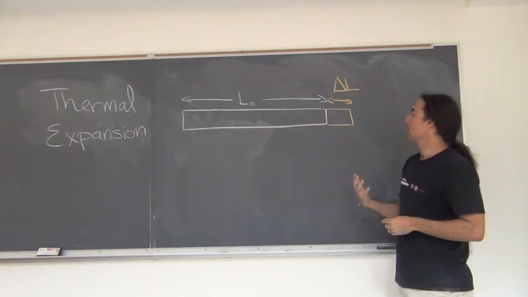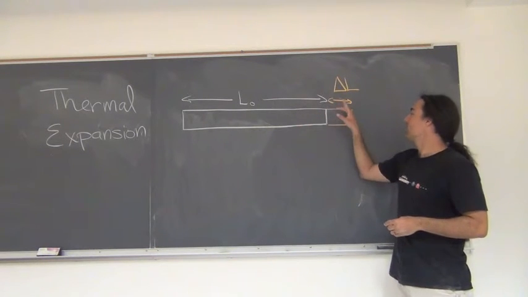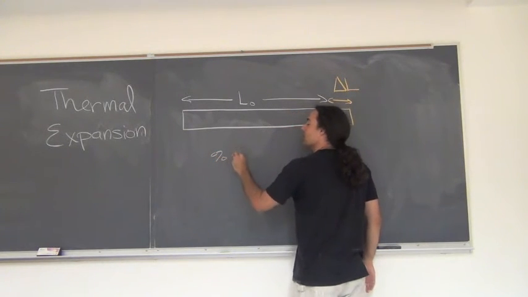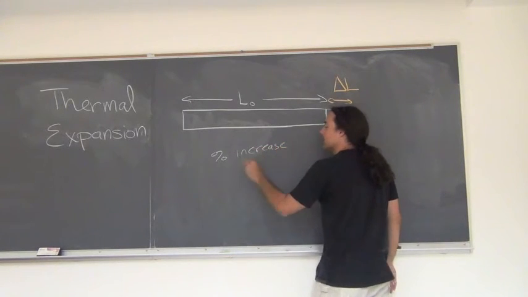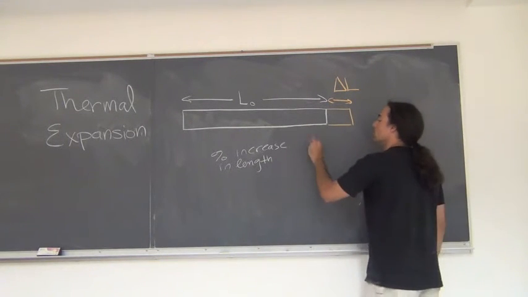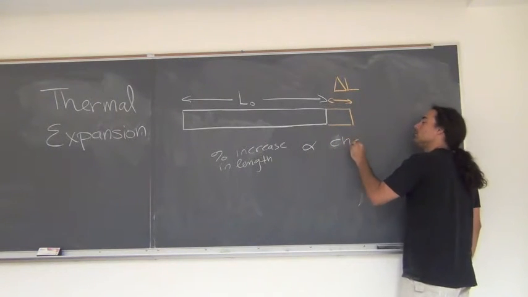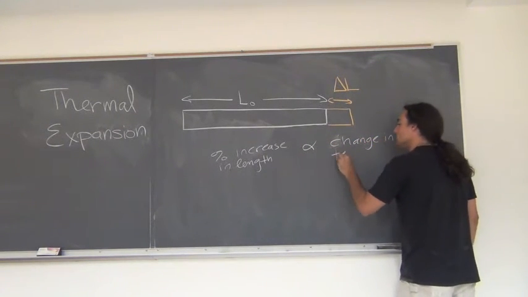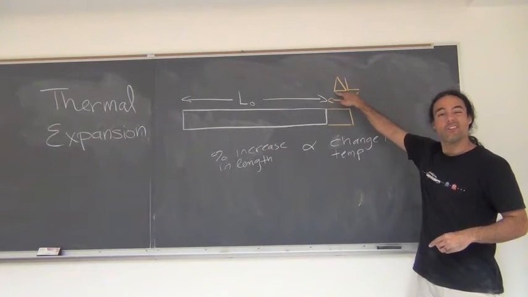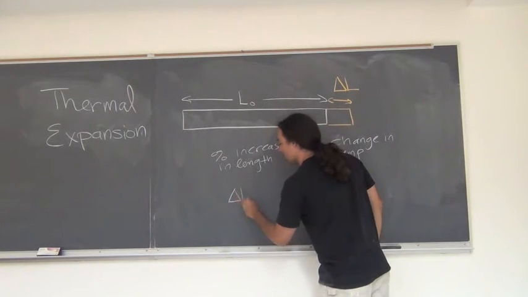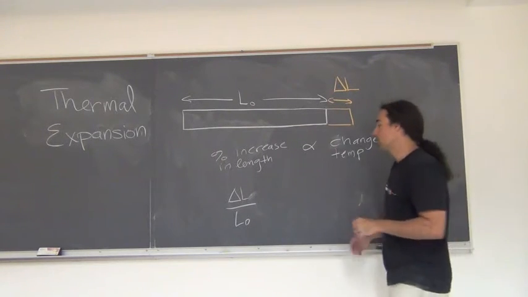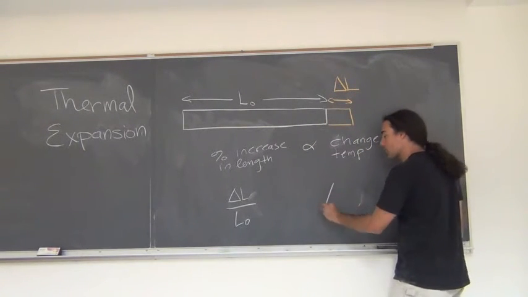So how does this work? Well, let's see. I'm going to increase the temperature, and that is going to result in an increased length. So I am going to have some percent increase in length. And that's going to be proportional to my change in temperature. I can write the percent increase in length by just taking the delta L over the L0. This will give me how much my length increases. That's got to be proportional to the change in temperature, which I write as just delta T.